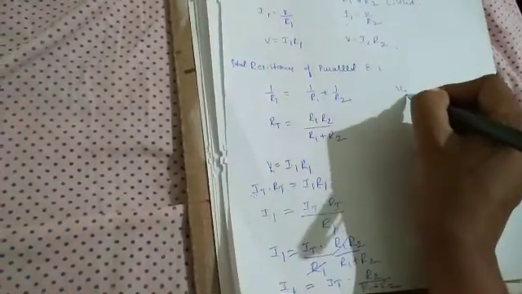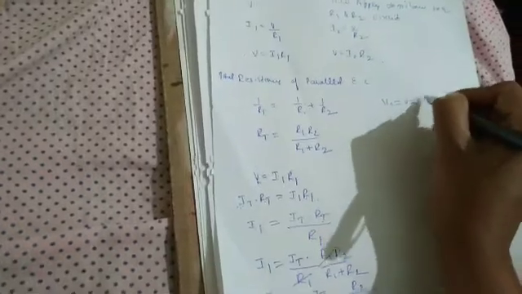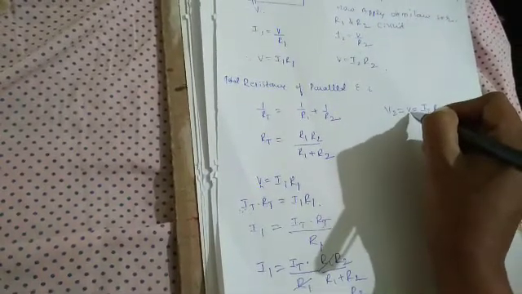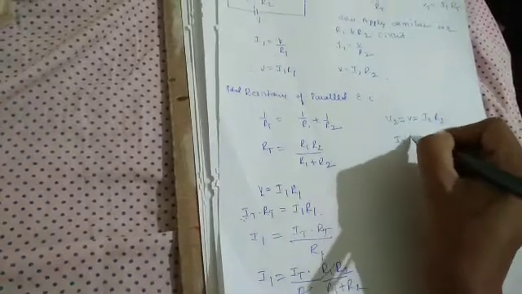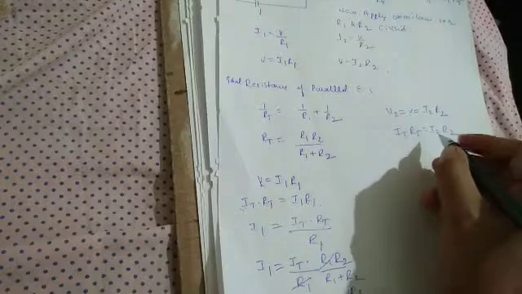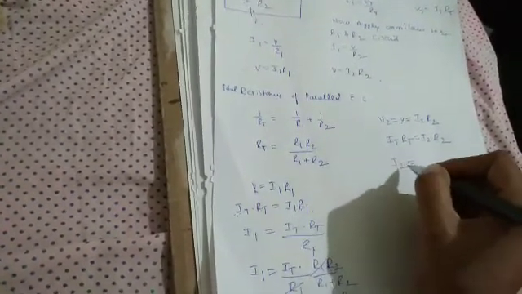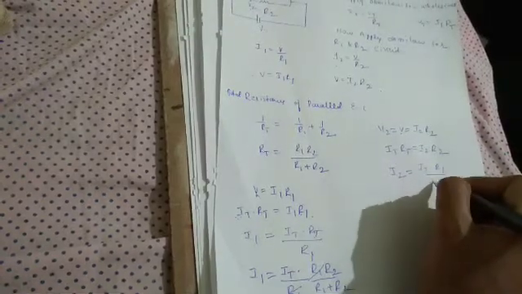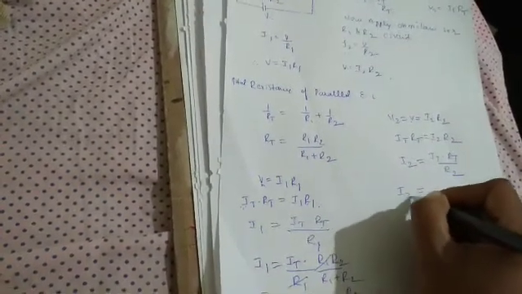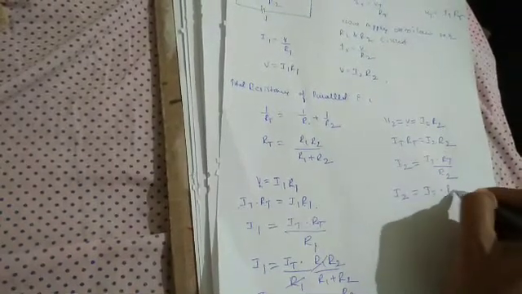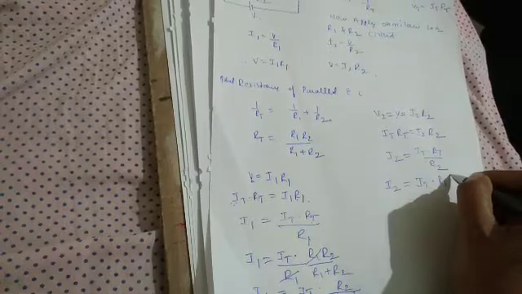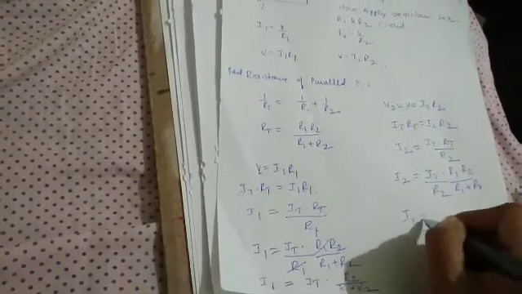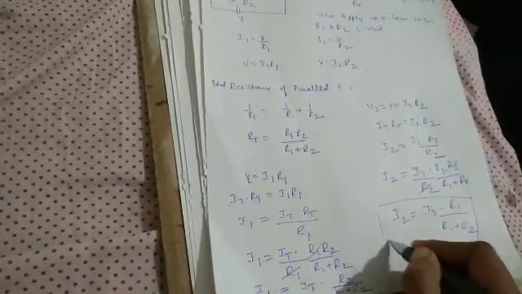In the same way, you calculate for the second branch. V is equal to I2 into R2, and V is the total voltage VT, which is IT into RT. Therefore, for calculating the second branch current, I2 is equal to IT into RT divided by R2. Now put the value of RT, the total resistance for this circuit, which is R1 into R2 divided by R1 plus R2. This R2 gets cancelled, so I2 is equal to IT into R1 divided by R1 plus R2. This is your second current equation.